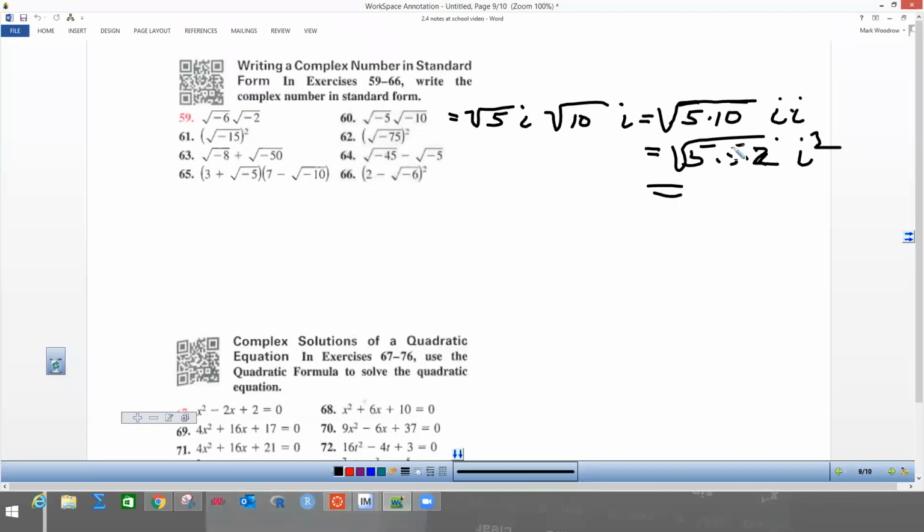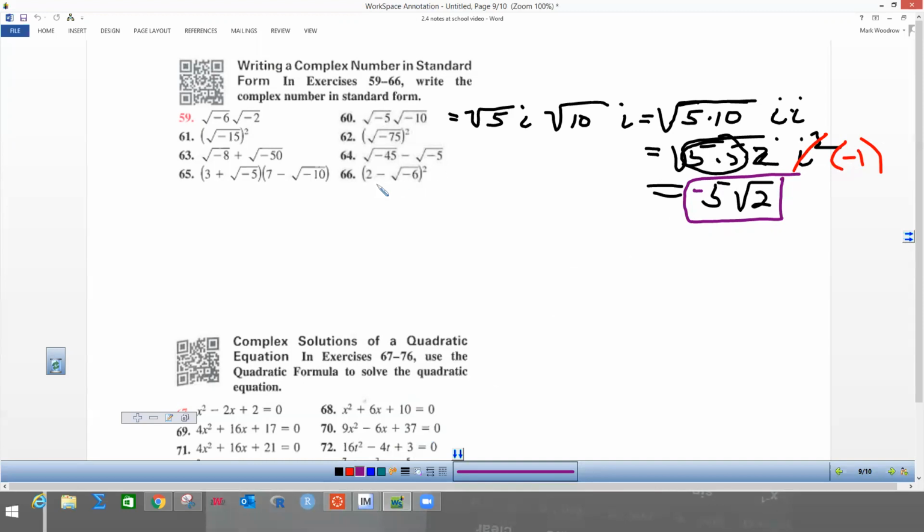So over here, you got a pair of 5s in common. So you get to bring a 5 out, and you keep the 2 inside the radical. And then in place of that i squared, this is -1. So when you take -1 times the 5 that comes out, this would end up giving you a -5 radical 2. And that would be your answer right there.